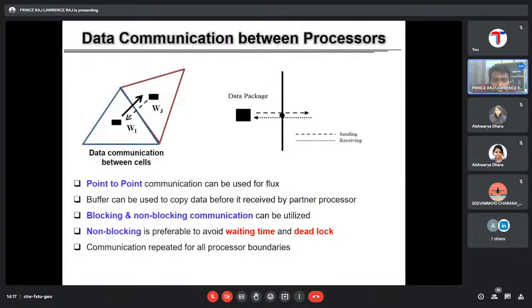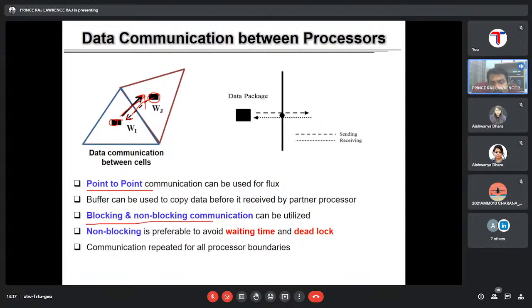Now, as I explained earlier, this is the way it will work. For example, this is cell number J, this is cell number I. The data has to be given from J to I as well as I to J. Both sides are important so that it can do the calculations. So point to point communication is often used in our CFD solver, and we also use broadcasting sometimes. For example, input data I have to give, I will give to everybody in a single shot. So it's like broadcasting.